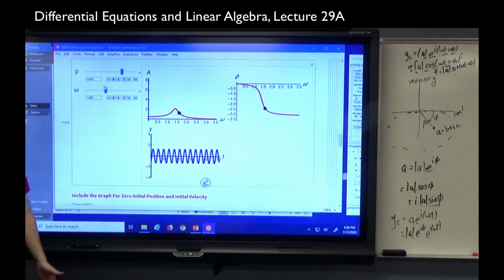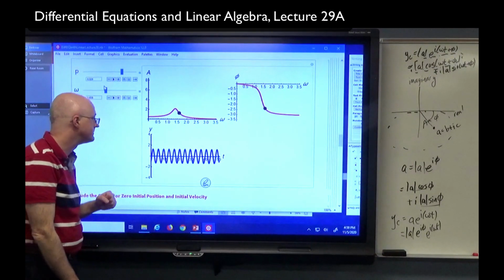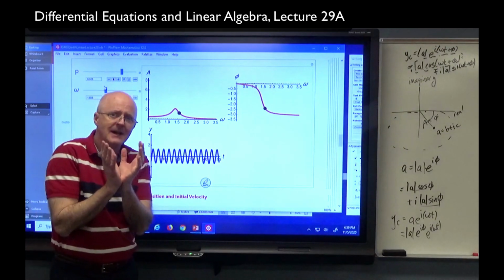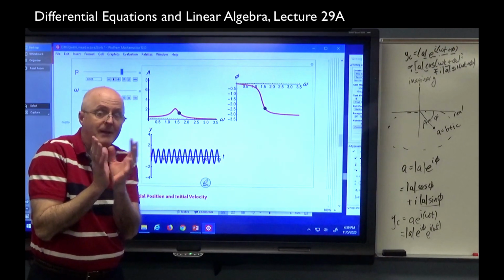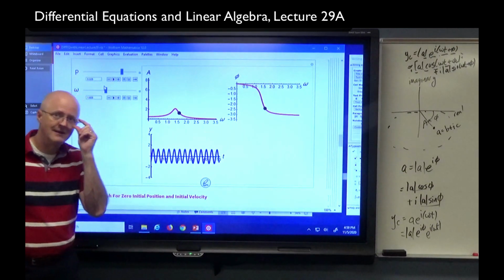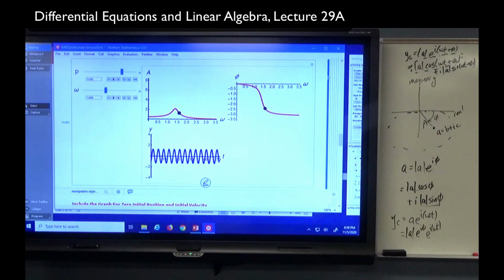That does have implications for the actual oscillator, the mass on the spring, or sound waves, and sound waves causing a goblet to vibrate and maybe break, like when a singer sings a certain note. This is all related to practical things.